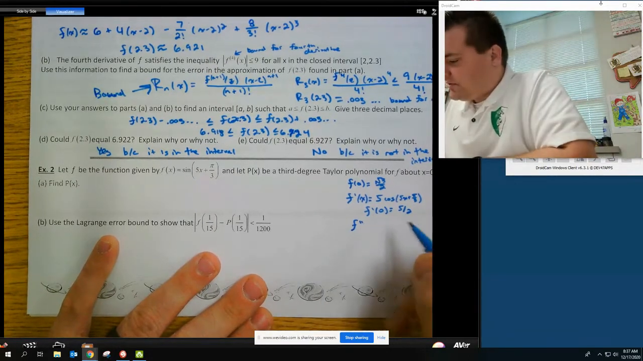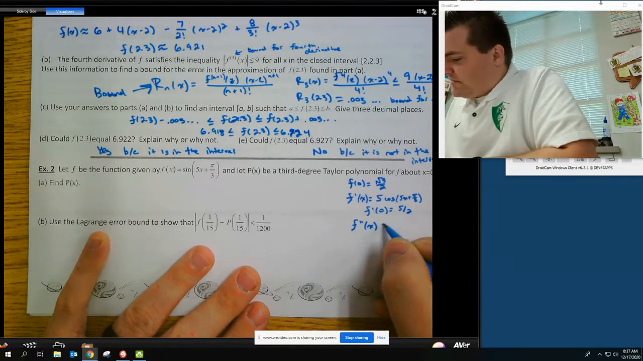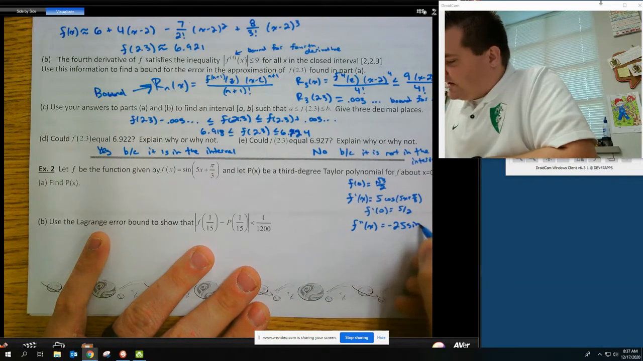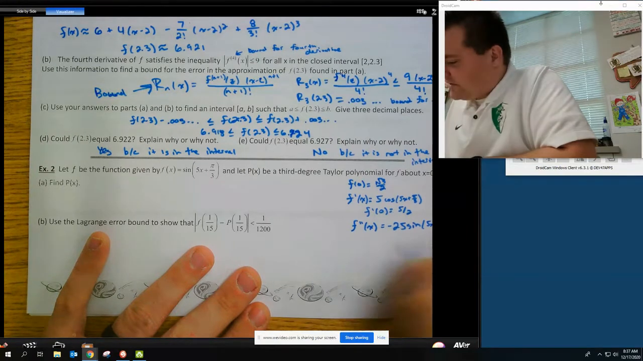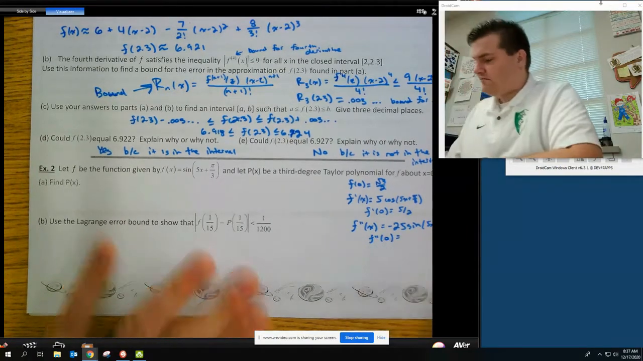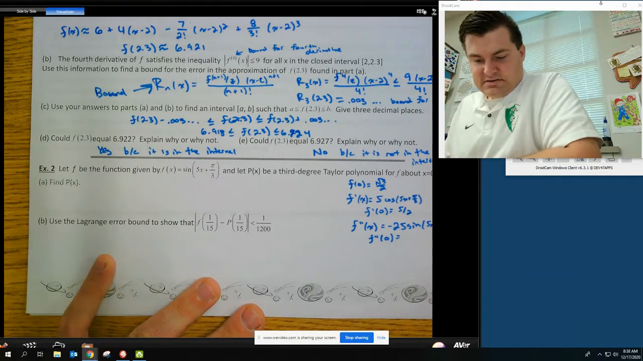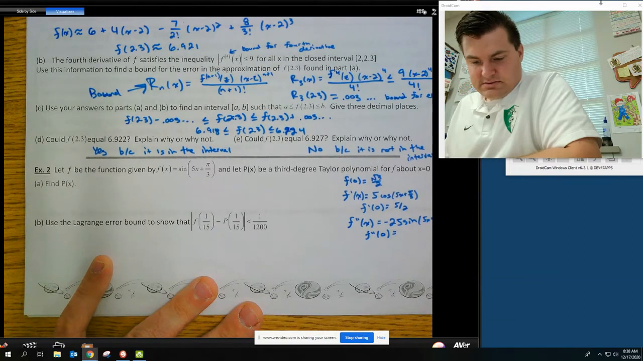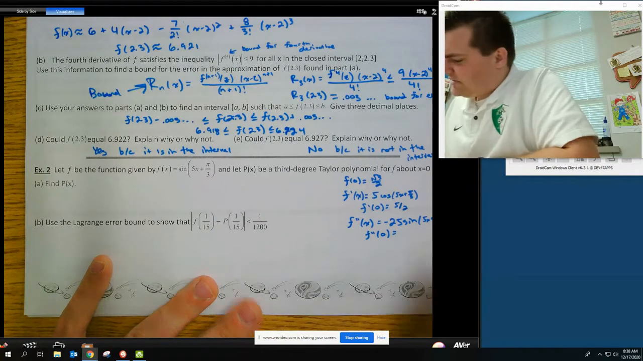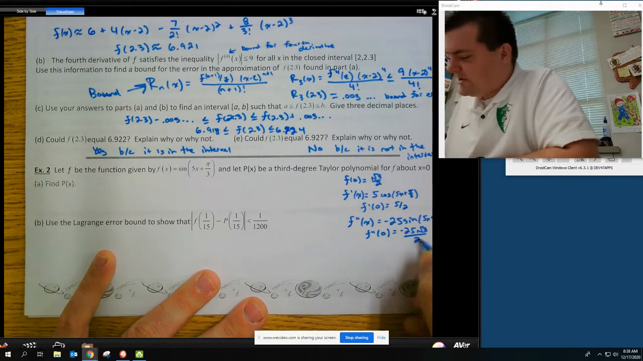How many am I doing here? 3? Okay, that's not too bad. So this is going to give me negative 25 sine of 5x plus pi over 3. So f double prime of 0 is going to give me negative 25. Yeah, I'm looking at my key and my key was wrong. Okay, negative 25 root 3 over 2.